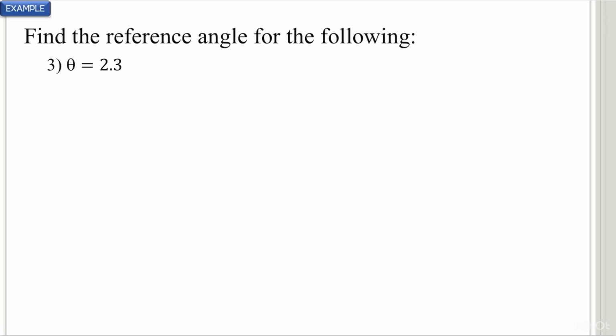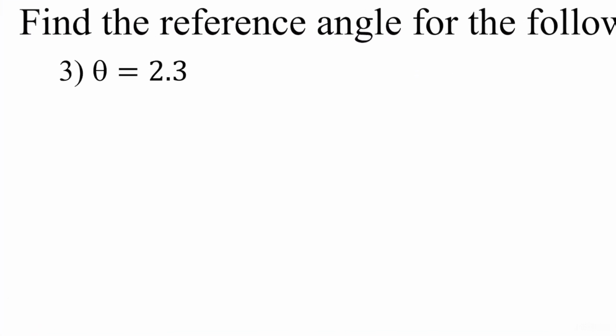All right. Number 3, find the reference angle for this one. Now, this one's a little different. This is a radian measurement, and I know that simply because there's no degree symbol. That's why it's so important for you to put degree symbols on your degree measures. So we need to figure out in which quadrant we would find 2.3 radians. Well, that's going to be in quadrant 2.